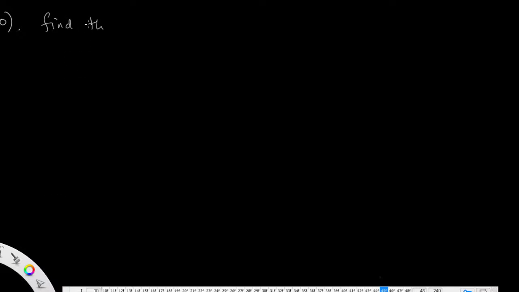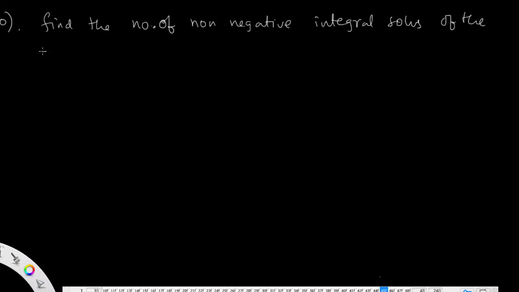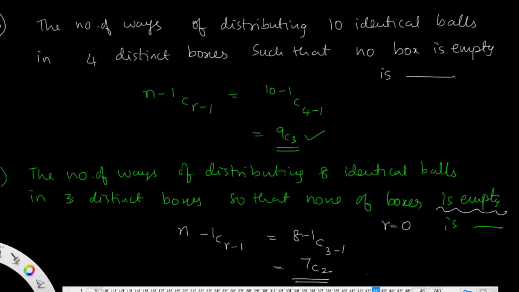Find the total number of non-negative integral solutions of the equation x plus y plus z. Number of ways of distributing 8 identical balls in 3 distinct boxes so that none of the boxes is empty.